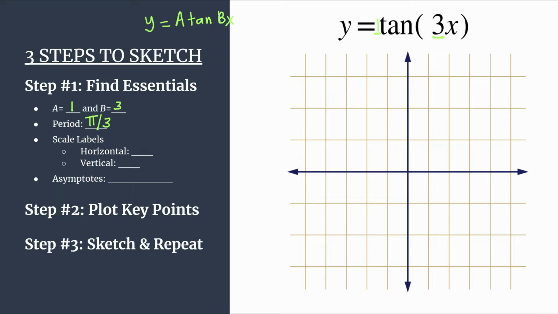So for our method, we like to do the horizontal scale labels, and this is what we'll label our tick marks. All you need to do is take the period and divide it by 4. That'll ensure that each of your main points lines up horizontally with your tick marks. All right, so instead of doing pi divided by 3 divided by 4, which can get confusing, I like to multiply by 1/4. It does the same thing, but it's just a little cleaner to look at. All right, so multiplying across, you see that your horizontal tick marks should be labeled by counting by pi over 12.